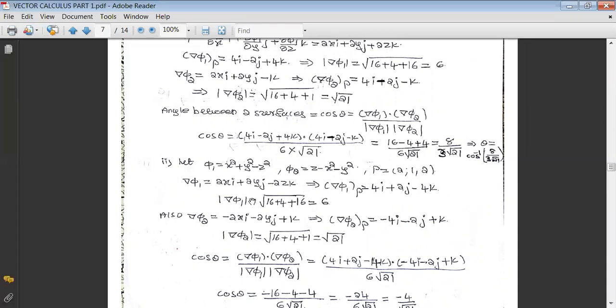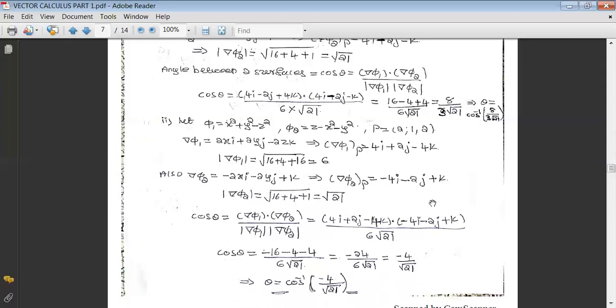And the magnitude of that is given by square root of 4 square plus 2 square plus 4 square, that is square root of 36, that is 6. Now let us take del pi 2. Pi 2 is already given like this: dou pi 2 with respect to x is minus 2x into i, dou pi 2 with respect to y is minus 2y into j, dou pi 2 with respect to z into k is k.